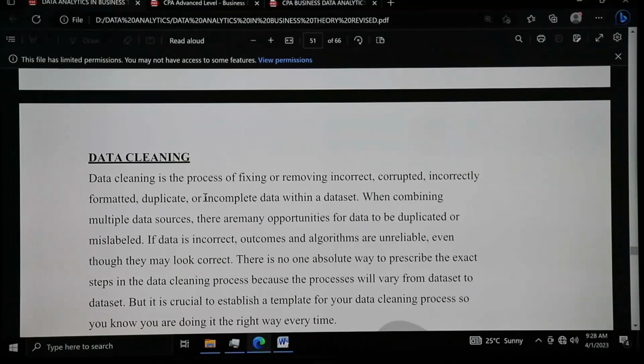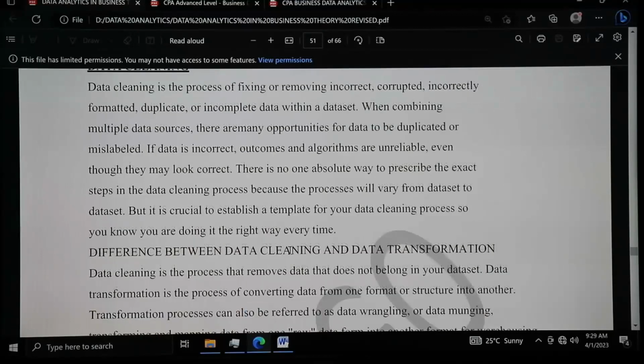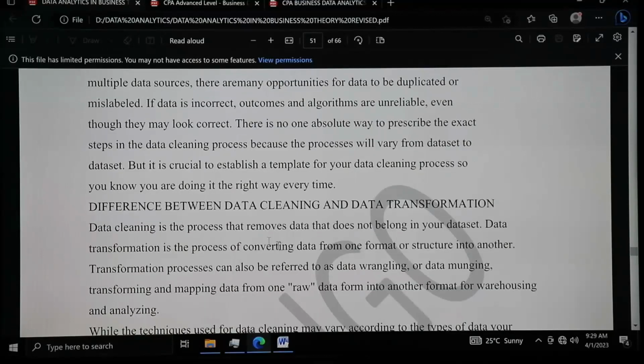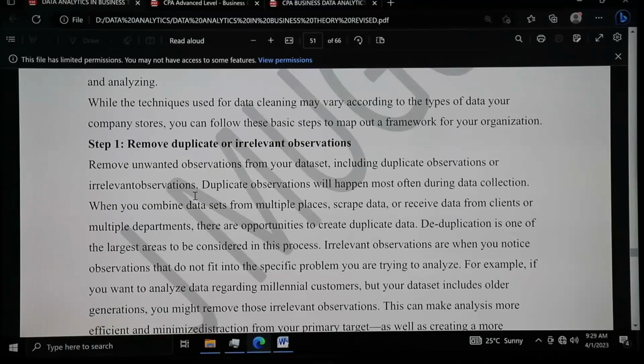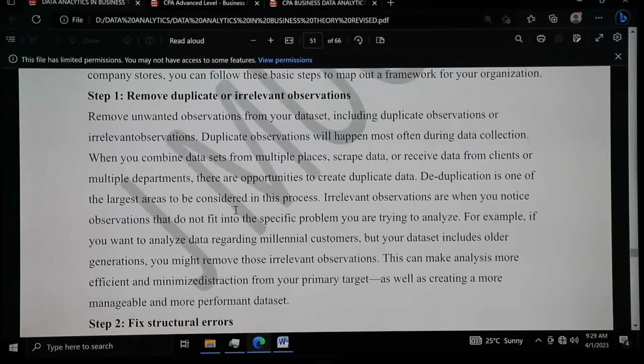That is data cleaning. It involves fixing or removing incorrect or corrupted data. But it goes far more detailed than that, and even modifying already inserted data still involves data cleaning. We have many activities involved in data cleaning. For example, removing duplicates and irrelevant observations is data cleaning.